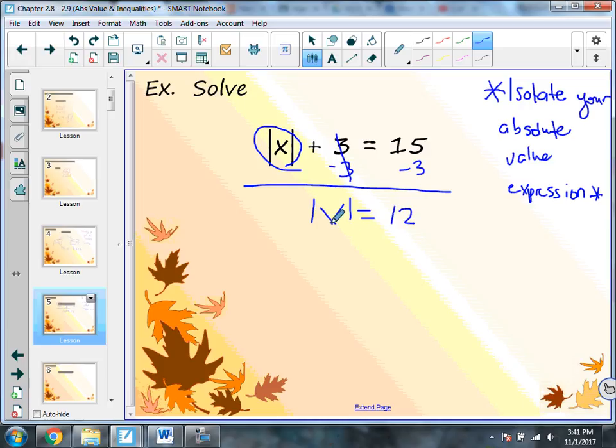And then, in order to clear the absolute value sign, or in other words, in order to free x from the absolute value, you have to consider the positive possibility and the negative possibility. In other words, both sides of 0. So x could equal 12, or x could equal -12. Because if I plug in 12 here, the absolute value of 12 is 12. The absolute value of -12 is 12. Two different answers. But you don't want to split until you have isolated your absolute value expression. Very important.